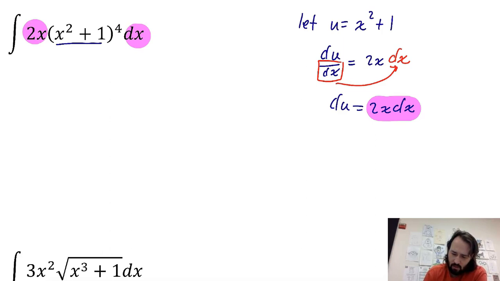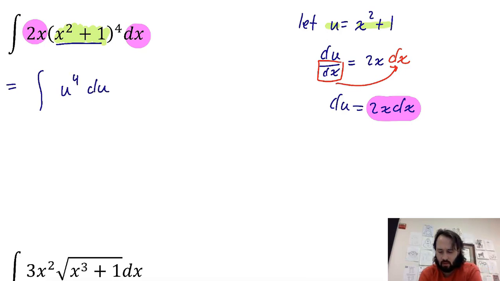And then the other thing that I have here is u is x squared plus 1, so u is that junk inside. So the only thing that I am not messing with really is that exponent of 4. So if I rewrite this in terms of u, then I would have the integral of u to the fourth du. Right, because 2x times dx, 2x dx is du. Well, that integral is not that bad to do, right? Because that's just u to the fifth over 5 plus c.